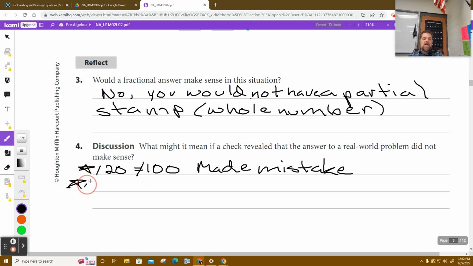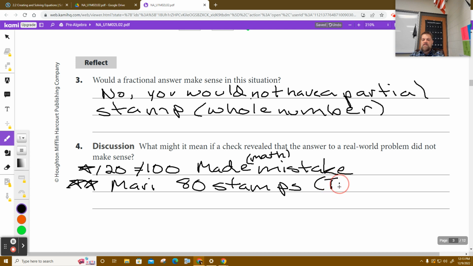So that's one scenario. Another scenario might be, what if Mari had 80 stamps? What if you forgot to divide by 5? Well, that wouldn't make sense either, because Mari, these are all mistakes, by the way. But when I say made a mistake, I'm talking about just a simple math mistake. Added when you should have multiplied, something like that. Divided when you should have subtracted. Mari had 80 stamps. That's too many for Mari to have.